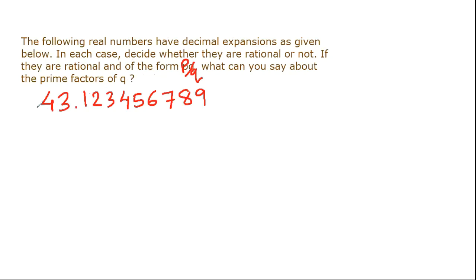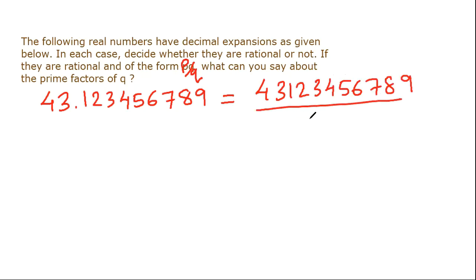Okay, let's consider the first question. I have already written here 43.123456789. This is the first question. The decimal expansion is given here, and after the decimal point there are 9 place values. So this number can be written in p by q form as 431234567 89, all divided by 10 raised to, how many decimal places are there?